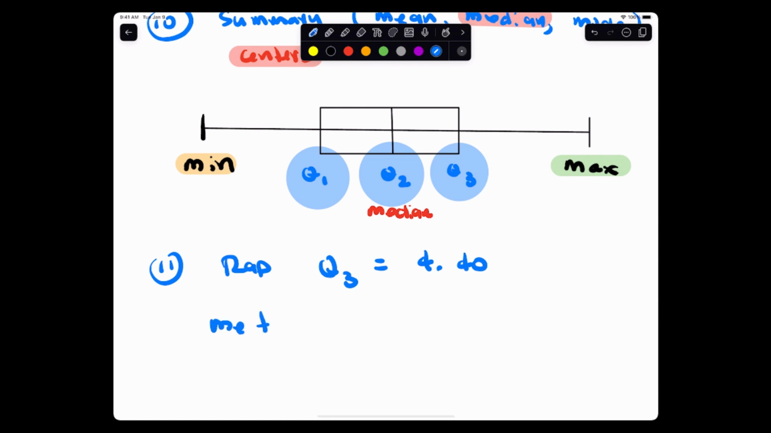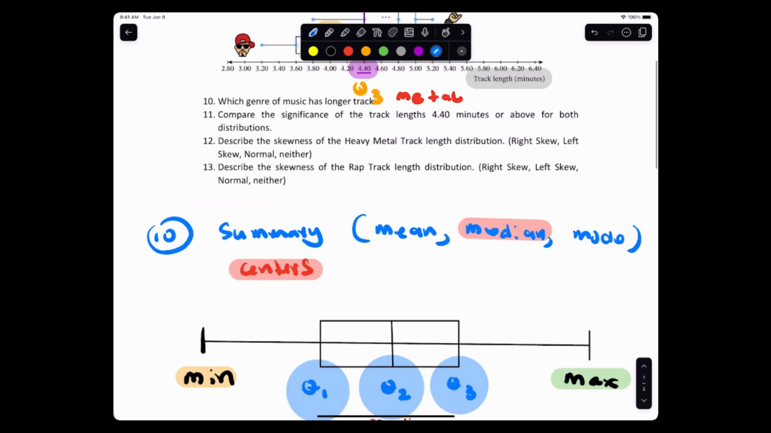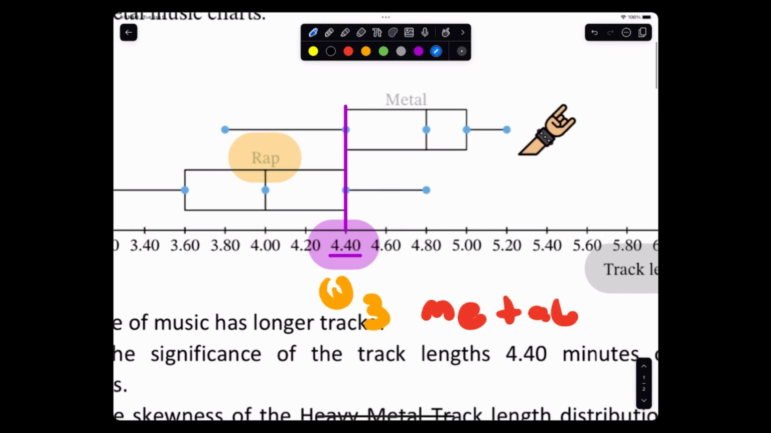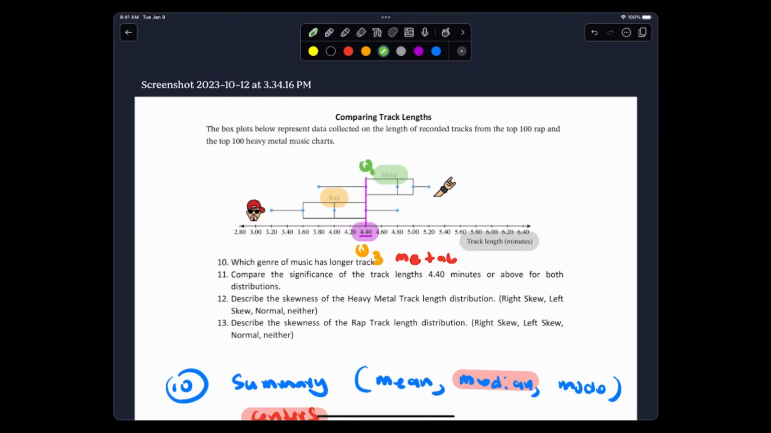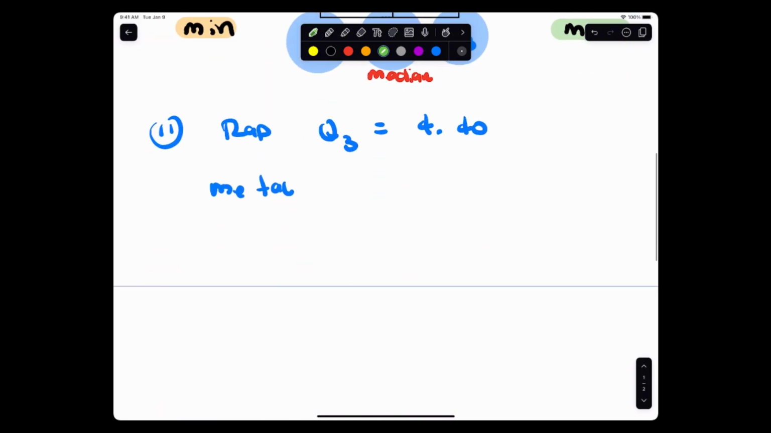For metal, what is that value for metal though? Let's paint that green, I guess. What do you guys think for metal? What does that represent? Exactly, that's the first quartile for metal. 25% of the songs are below 440. The first quartile value is 440.